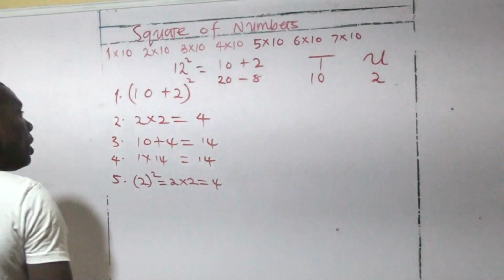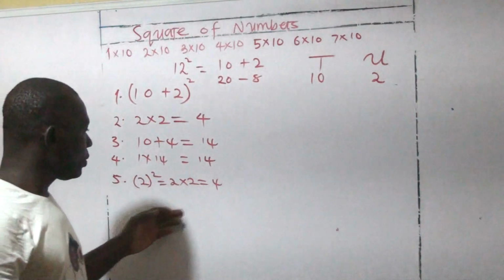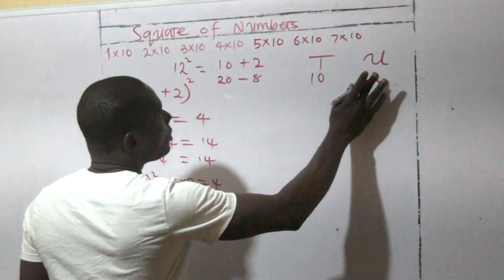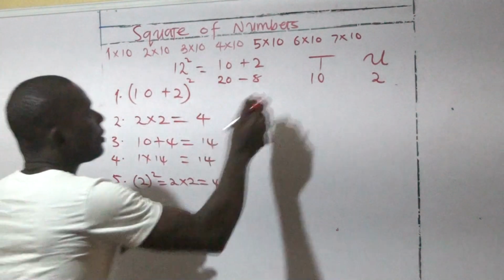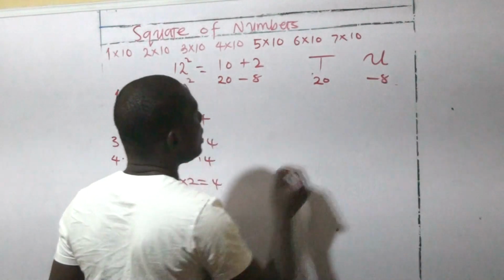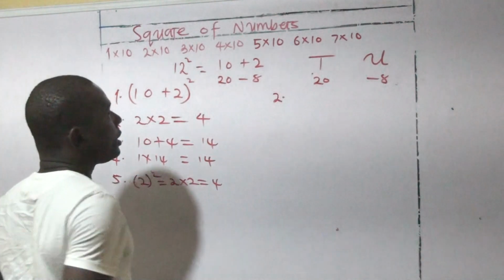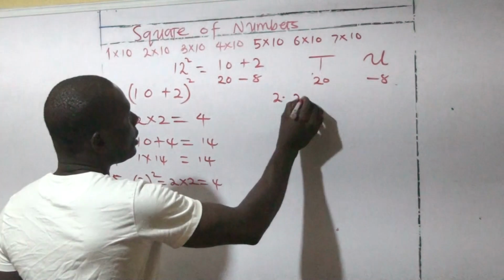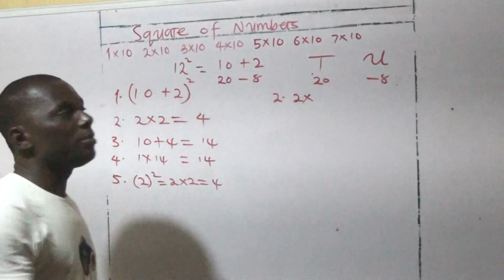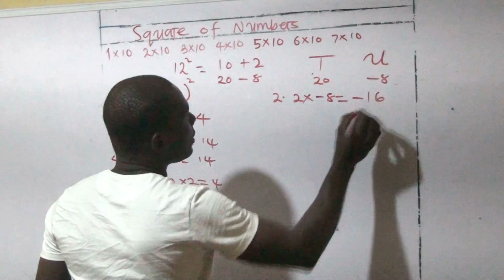Then, this same thing, we will also use 20 minus 8 to see if we're going to get the same result. Here, we will make use of this. We have a 20 here, we have a minus 8. So this is the first step. The second step, which is step 2, is that we multiply the unit digit by 2. 2 times the unit digit, 2 times minus 8. That will give us minus 16.